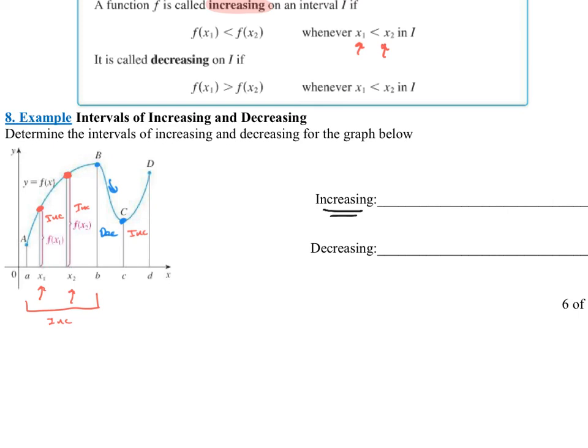Well, we decided it was increasing from A to B. I'm always going to use parentheses here, and it's also increasing from C to D, we determined, and then we determined it was decreasing on the interval B to C.